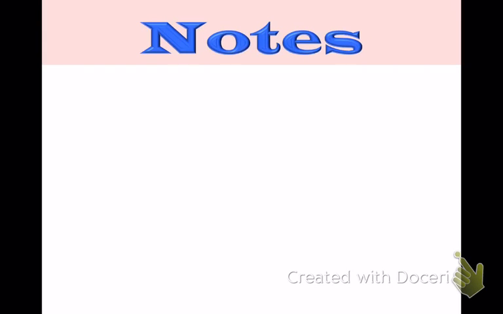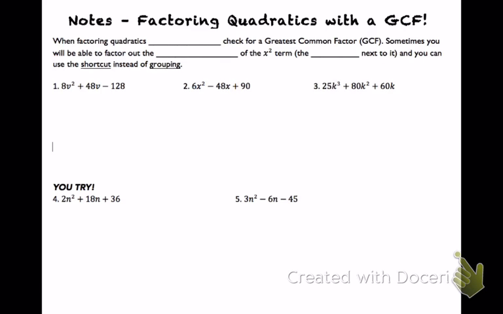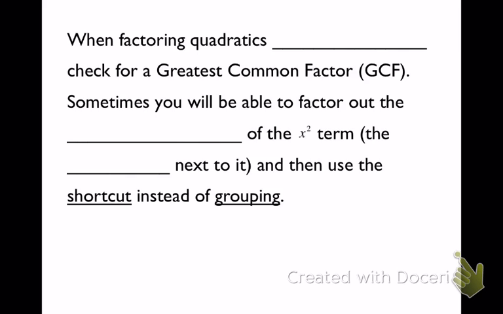Today we will be finishing our factoring unit, and we're specifically going to be working on factoring quadratics. I'll also have a GCF. So when factoring quadratics, sometimes it's easier to factor out a GCF. So we always want to check if there is a GCF, because it makes your factoring later on a lot easier.